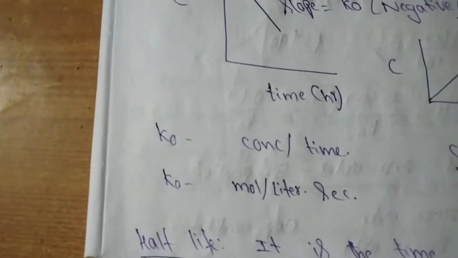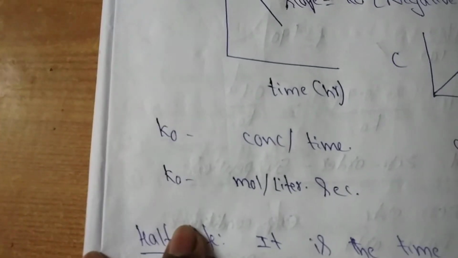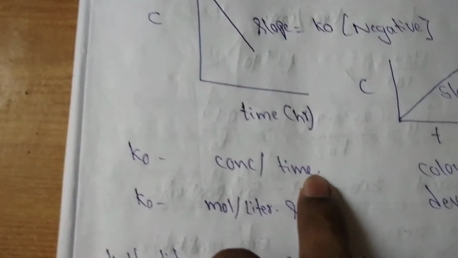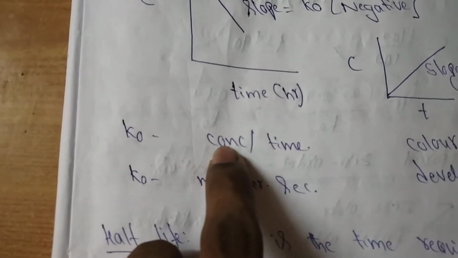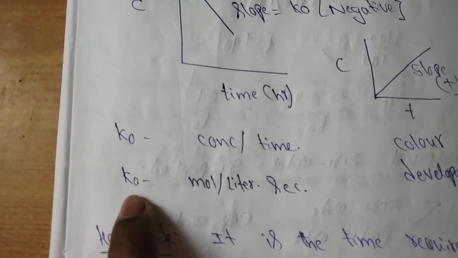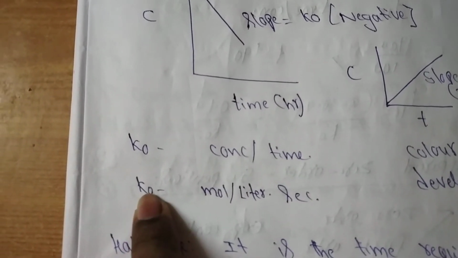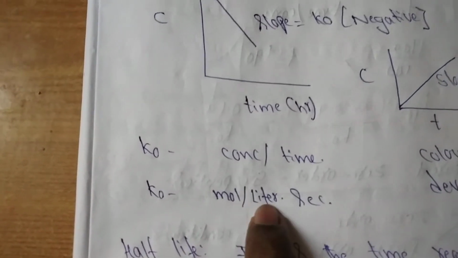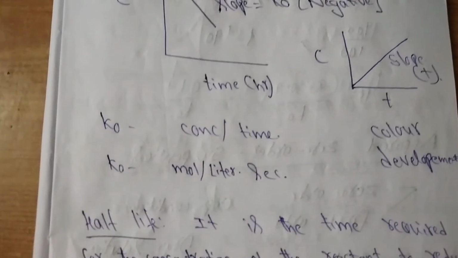The unit for the zero order rate constant is concentration by time. Concentration can be expressed in moles per liter. So K naught, the specific rate constant for zero order, has units of moles per liter per second.